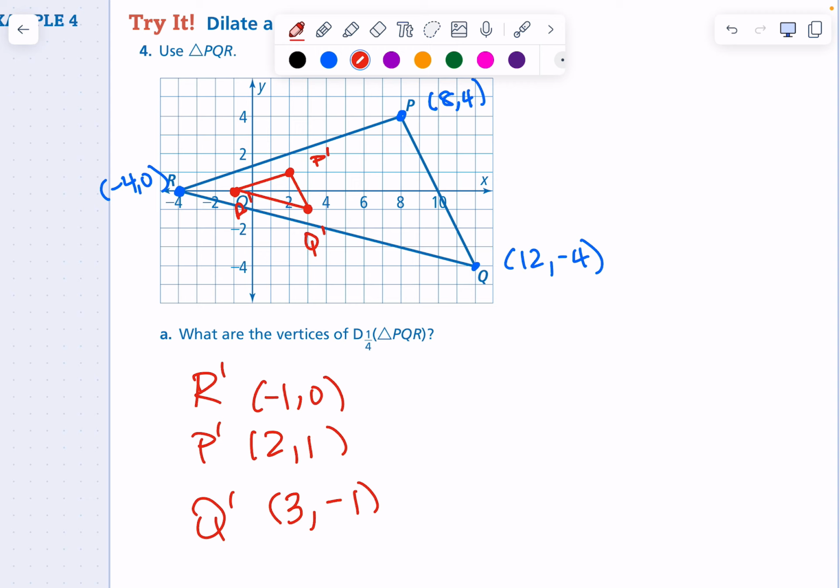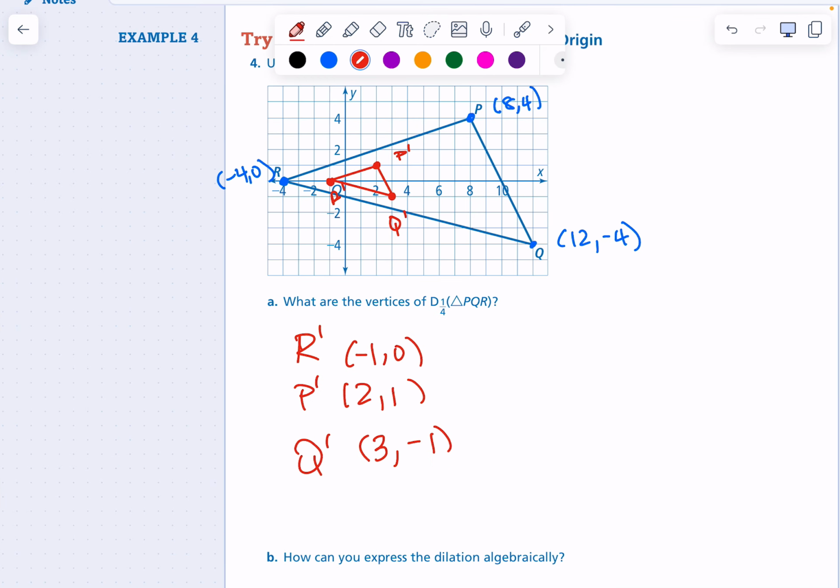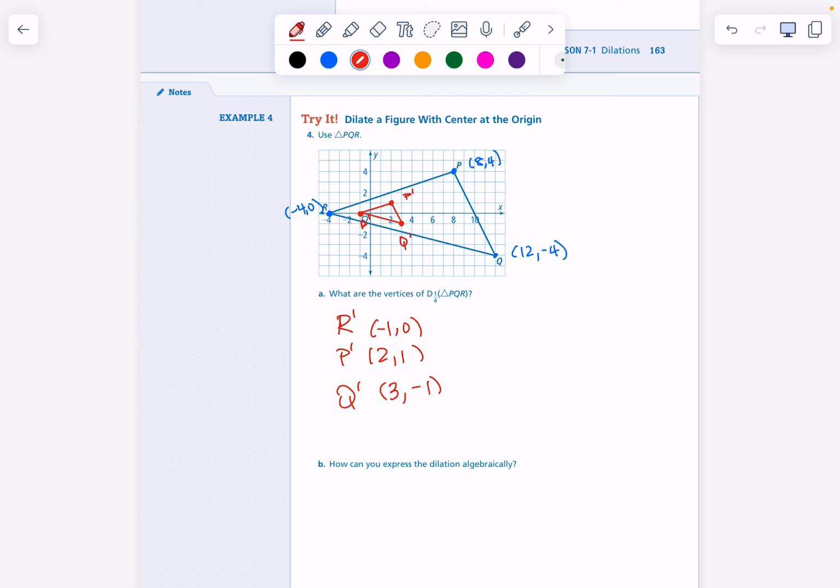So there's our dilation. Okay? Now, algebraically, this is the notation we're used to. (x, y) gets mapped to (1/4 x, 1/4 y). We saw that notation last time, didn't we? Yeah. Maybe a little bit? Okay.